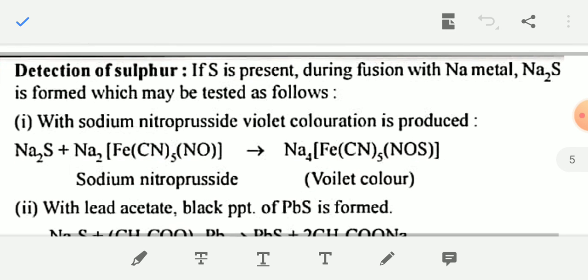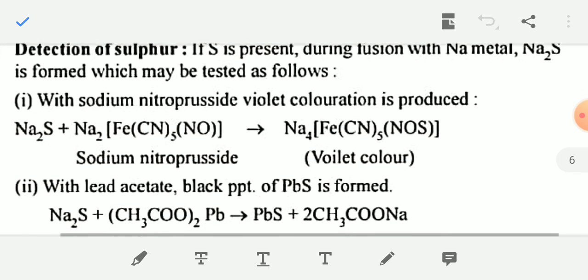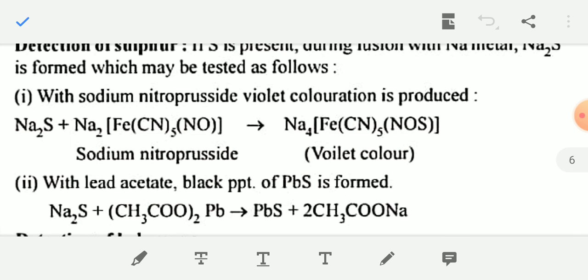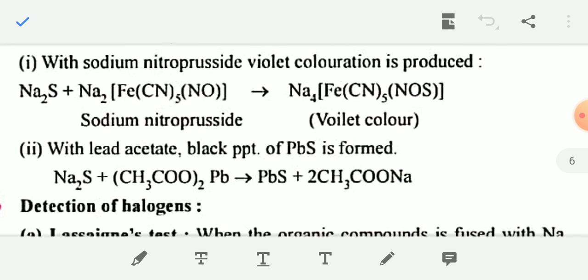Now, detection of sulfur. If sulfur is present, during fusion with sodium metal sodium sulfide is formed, like sodium cyanide. In the Lassaigne extract you will get sodium sulfide. When this sodium sulfide is treated with sodium nitroprusside, you will get a violet color. So if the Lassaigne extract treated with sodium nitroprusside shows violet coloration, it is confirmed that sulfur is present in the organic compound.